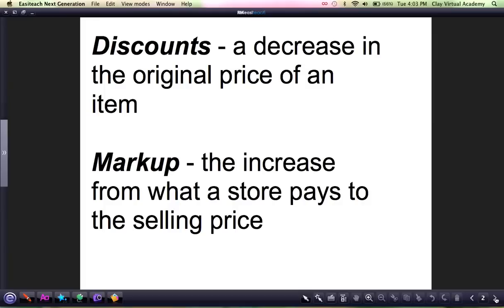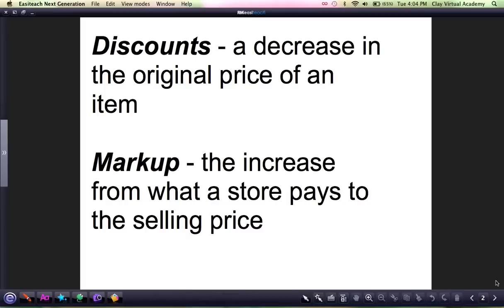Now, when we talk about discounts, we also talk about markups. Markups are the increase from what a store pays to the selling price. Again, this is something that we use in everyday life, because when we go to Publix and buy, let's say, a candy bar, Publix has to buy the candy bar from, say, Nestle, which is the manufacturer. They're the people that make it. They have to buy the candy bar from Nestle, but then they have to turn around and sell it to us. Well, if they sold it to us for the same price, then they wouldn't make any money and they wouldn't be able to stay in business. So they have to mark it up and make their money off of it.